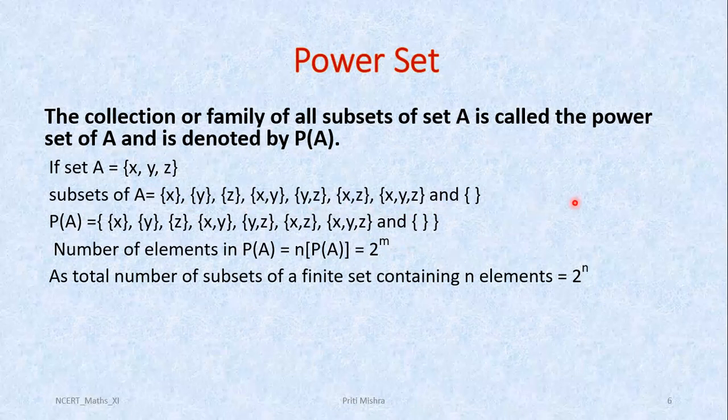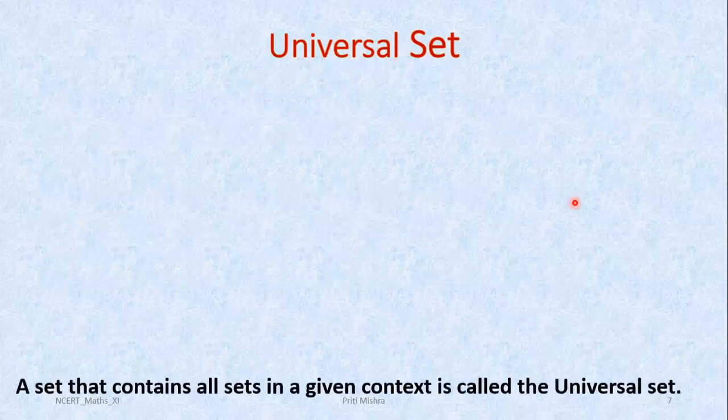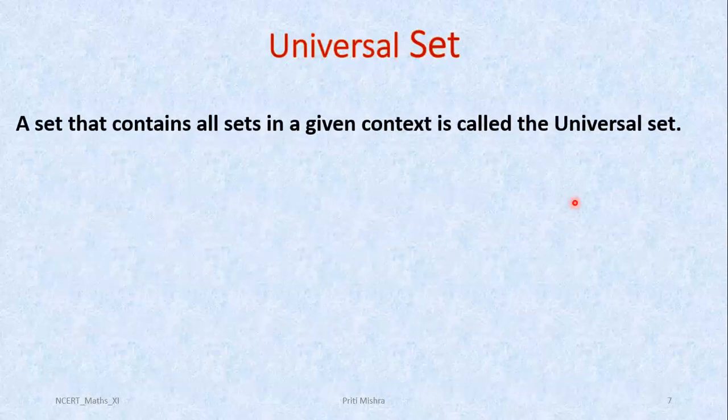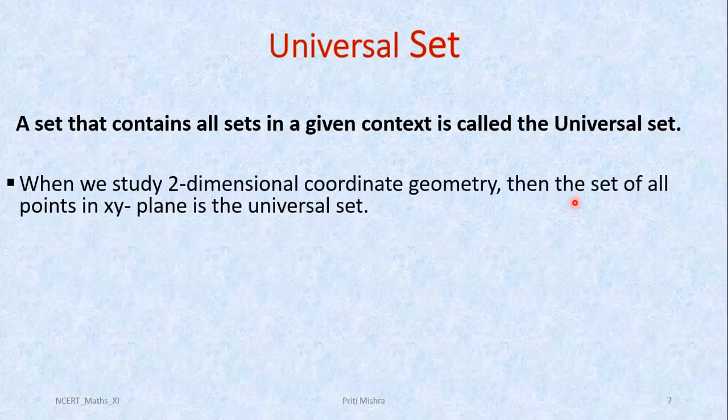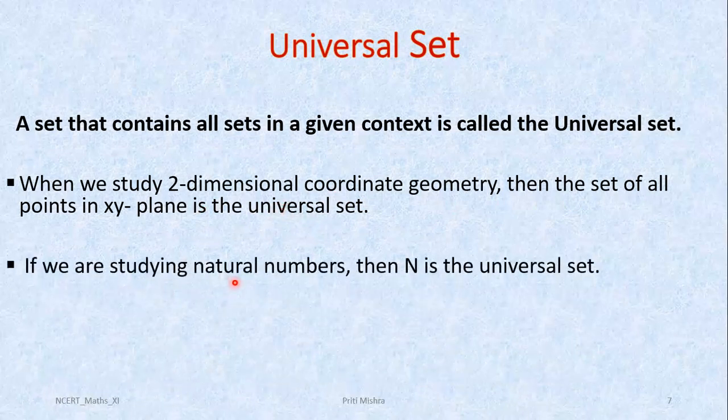Now, next, universal set. What is a universal set? A set that contains all sets in a given context is called the universal set. It means the particular context in which we are talking or working is known as the universal set in that context. Like if we are studying two-dimensional coordinate geometry, then the set of all points in the XY plane is the universal set for that study.